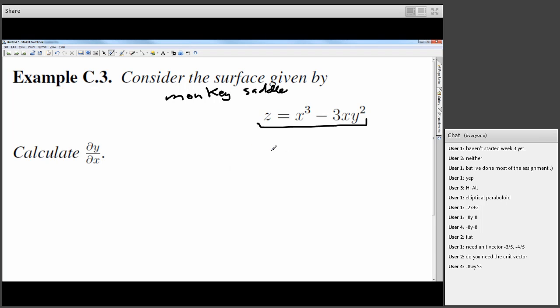How the result normally works is you dump everything on one side. So we've got x cubed minus 3xy squared minus z is equal to 0. So just dumped everything on one side. We'll call what we see on the left-hand side here function g. Let's give it a name.